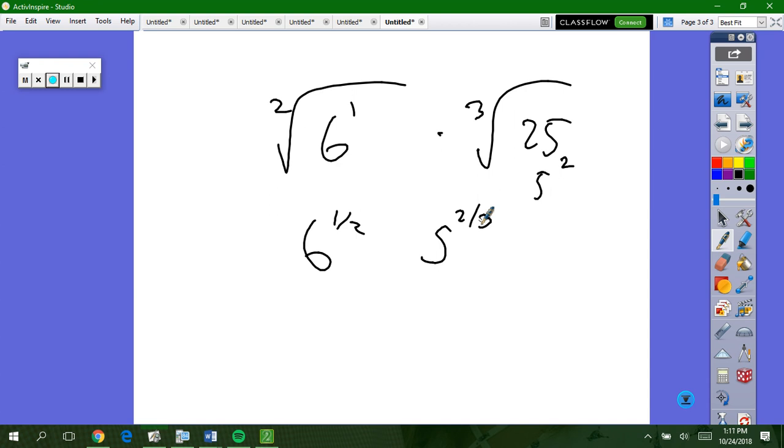The 6th root. Could I make both of those fractions have the same denominator of 6, where 6 is being raised to the 3/6? That's the same thing as 1/2. Would you guys agree with that? If I wrote this as 6 to the 3/6 times 5 to the 4/6.